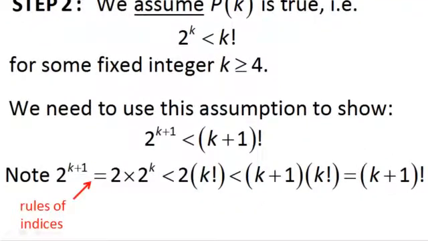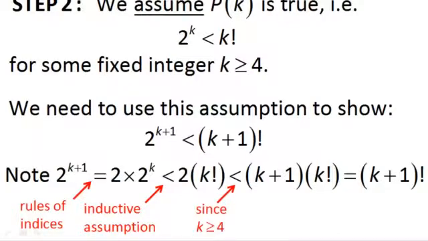First of all, we say that 2 to the power k plus 1 is equal to 2 times 2 to the power k, using the rules of indices, and then we bring in our inductive assumption, which is really the critical step, and say that 2 to the power k is smaller than k factorial.